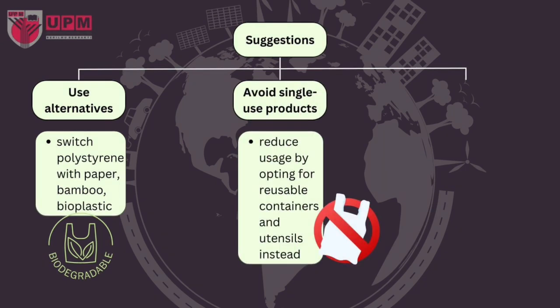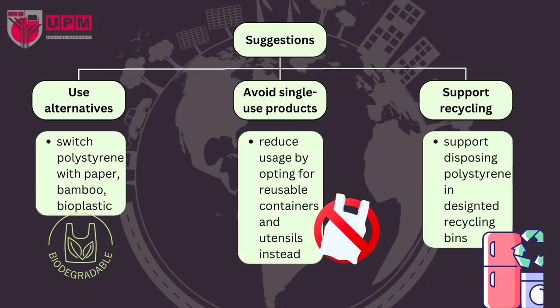Secondly, we must avoid single-use products. Single-use products, such as polystyrene foam food containers and coffee cups, are a major source of waste. Individuals and organizations can reduce usage by opting for reusable containers and utensils instead. Lastly, we should support recycling. Where recycling programs for polystyrene exist, individuals and organizations can support them by properly disposing of polystyrene products in designated recycling bins.